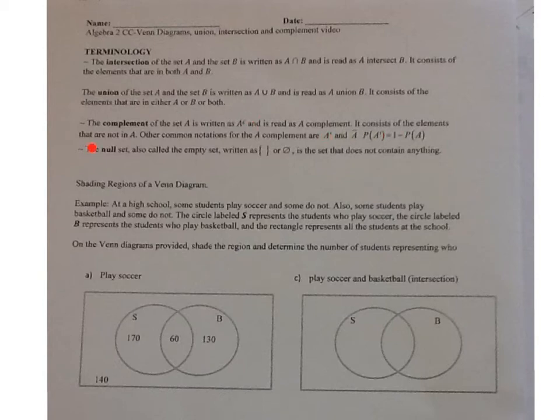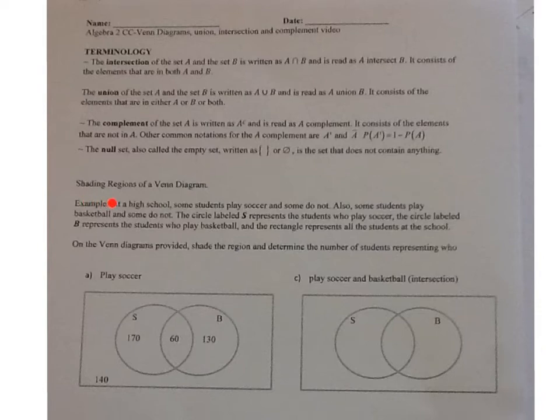It consists of the elements that are not in A. Other common notations for A complement are A with a little prime, or A with a bar over it. The probability, so that's P for probability, of A complement is 1 minus the probability of A. The null set is also called the empty set. It's written as brackets with nothing in it, or the 0 with a slash through it. And this set does not contain anything.